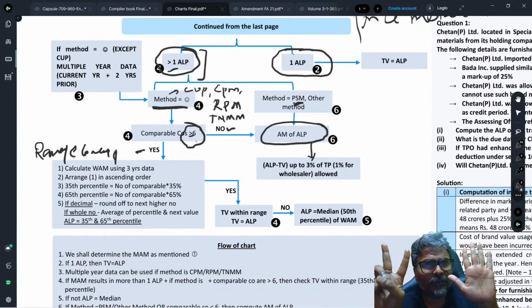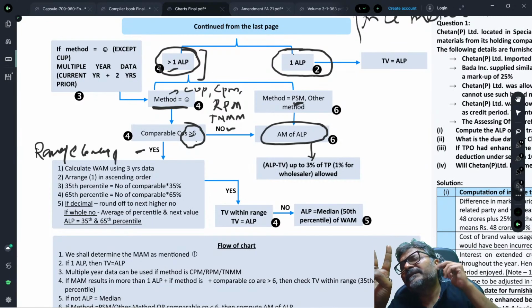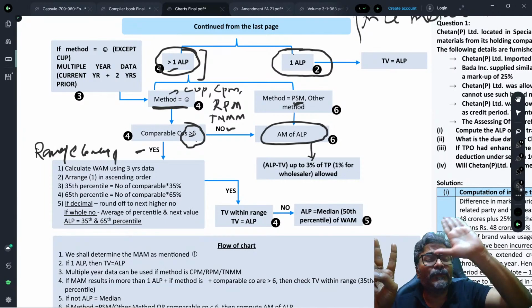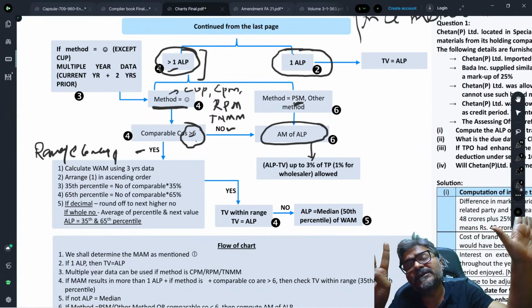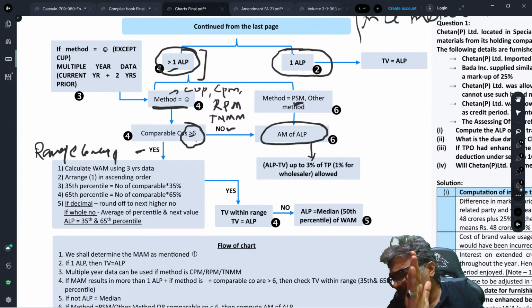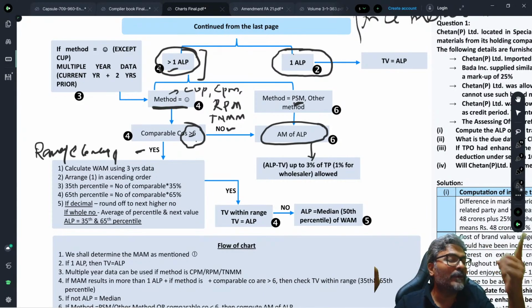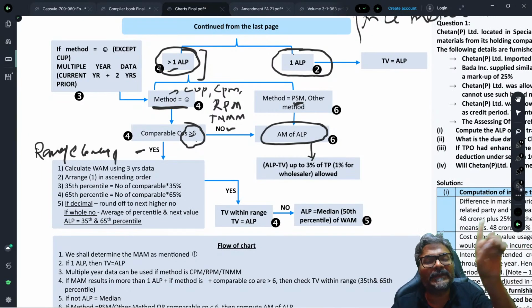Once you know the data is 7, the next step is take 35% of the data. 7 into 35% is 2.1 something. So you will then take the next number, which is 3. In the decimal, you always go with the next number in the range concept. So you will go to 3, and against 3, what is the ALP that has been mentioned? That is the first range that you have got, at 35% of the data set.